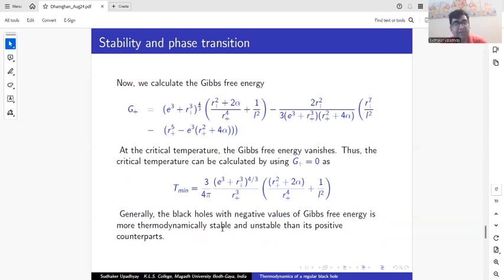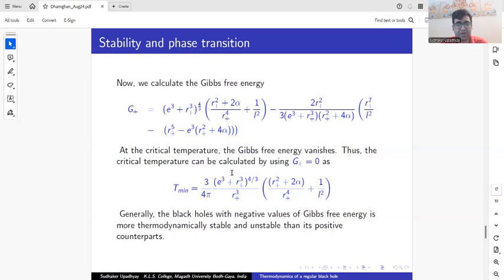In general, a black hole with negative values of Gibbs free energy is a stable black hole, and Gibbs free energy with a positive value means an unstable black hole. So this is the finding. I do not have much time.